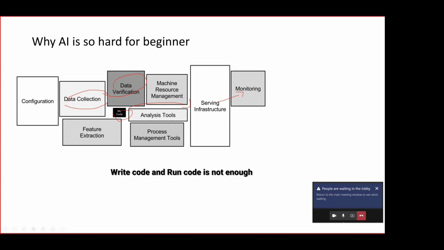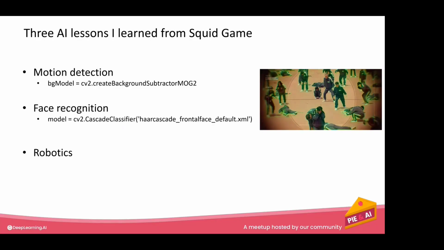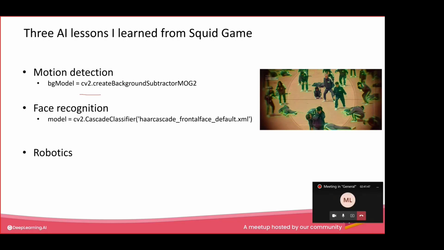So okay, let's get back to this demo. Writing code and running code is not enough. For example, the 3 lessons I learned from Squid Game, just like this short video, this short game. First one, motion detection, right? Why can it trace my finger? They use one Python library. The library name is OpenCV. So once it gets my motion detection, if I fail the game, it will detect my face and recognize my face. It will aim at my face, right?